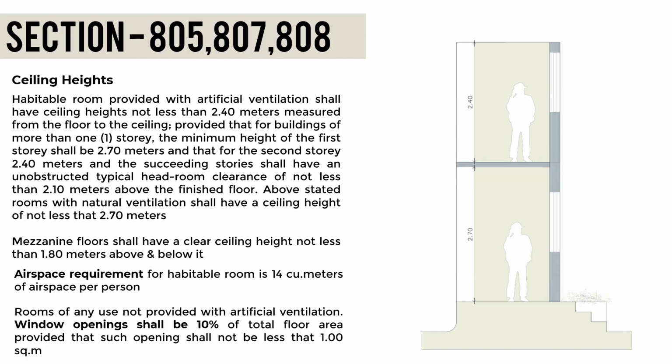Above stated rooms with natural ventilation shall have a ceiling height of not less than 2.7 meters. Mezzanine floor shall have a clear ceiling height not less than 1.8 meters above and below it. Airspace requirement for habitable room is 14 cubic meters of airspace per person. Rooms of any use not provided with artificial ventilation, window opening shall be 10% of total floor area provided that such opening shall not be less than 1 square meter.